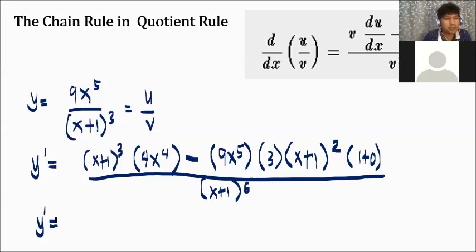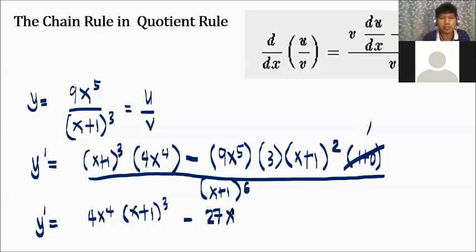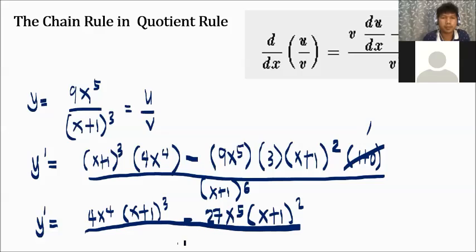Y prime, so we just need to simplify this one. Then we have our final answer. X plus 1 raised to 3 minus, so this is just 1. 1 times 3 is 3. Then maybe 3 times 9 is 27. 27 x raised to 5, x plus 1 raised to 2, all over x plus 1 raised to 6. So this is our final answer for the derivative of u over v. Any question for the quotient rule?